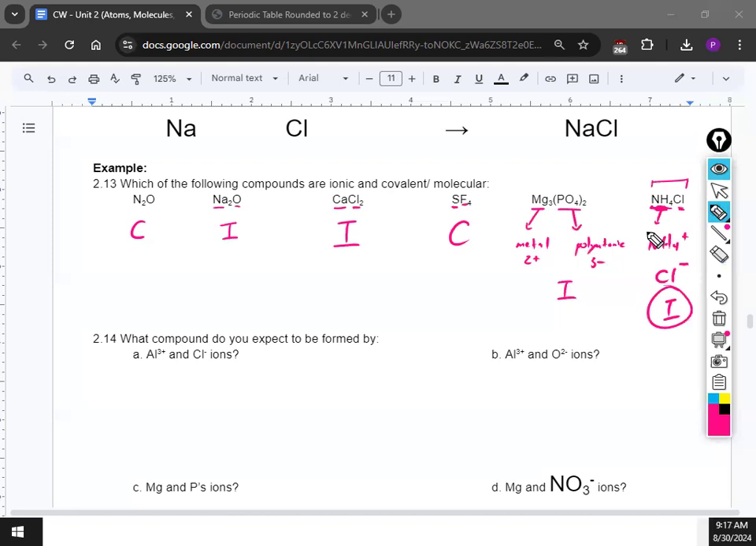Yes. I give you a new periodic table for the exam, but on yours you can write whatever you like.